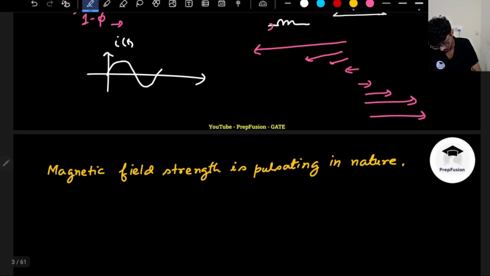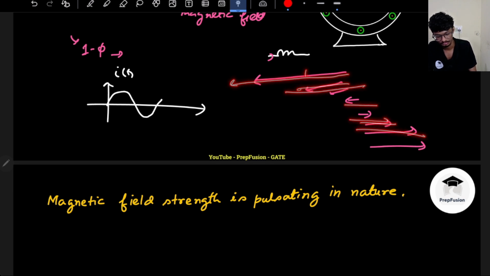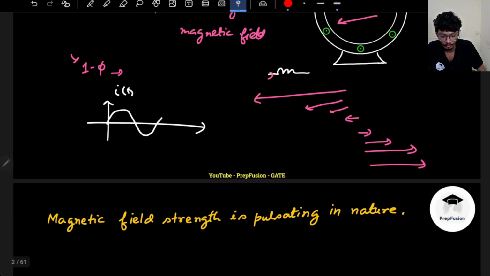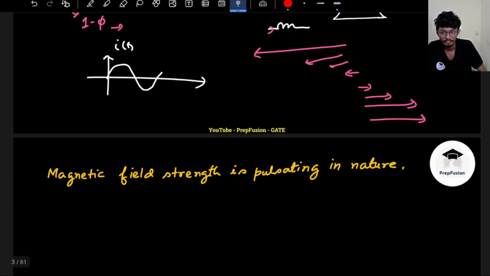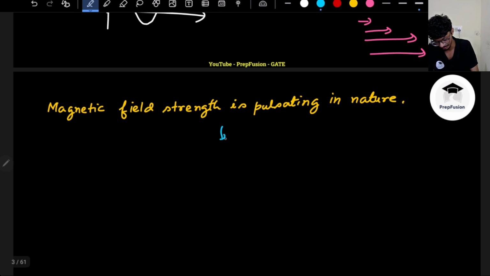Pulsating meaning for a certain second the north pole is here and the magnetic field is going from right to left, then again it is going from left to right at this particular point. So it is not a rotating magnetic field, it is a kind of standing magnetic field. Why a standing magnetic field?